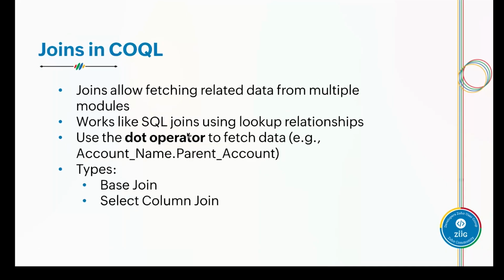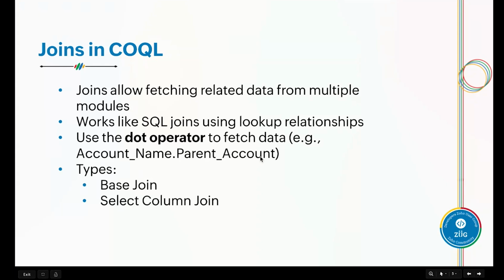Coming to joins in COQL. What are joins? Generally in SQL, join means you're establishing a connection between two tables using a field or a column that is common to both tables. Similarly, in COQL, you can also establish a join that allows you to connect two modules that are linked by lookup fields. Let's take the example of contacts and accounts that I mentioned earlier. If account is a lookup field in the contacts module, then you can use the dot operator to establish a join, and then you can use the field API names and module API names to fetch data from accounts when you're querying for the contacts module.